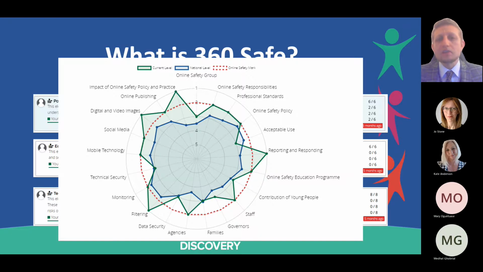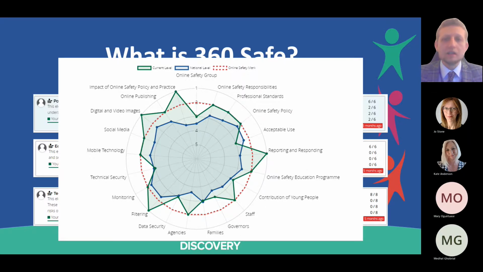So within each of those categories, there will be additional aspects. In total, there are 21 individual aspects in the 360 portal that you need to look at. And they make up the framework which you can now see on the screen. As you can see, they are wide ranging, anything from responsibilities and professional standards all the way to filtering, monitoring, and mobile technology, and as bring your own device comes in more and more, what are you doing about that?